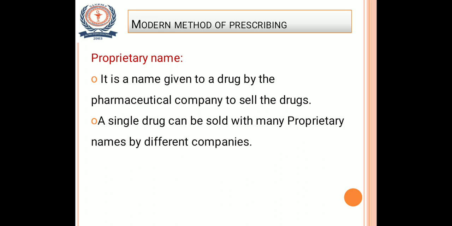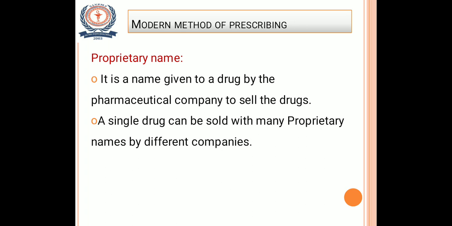Now let us discuss the proprietary name. Now what is a proprietary name? It is a name given to a drug by the pharmaceutical company to sell the drug. Now there are a number of companies. A single drug can be sold with many proprietary names by different companies. So these proprietary names are nothing but the generic names.